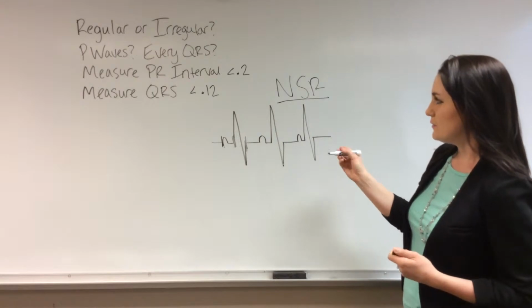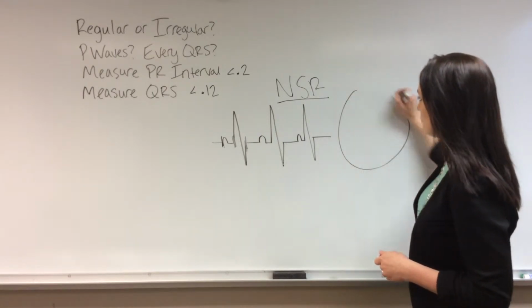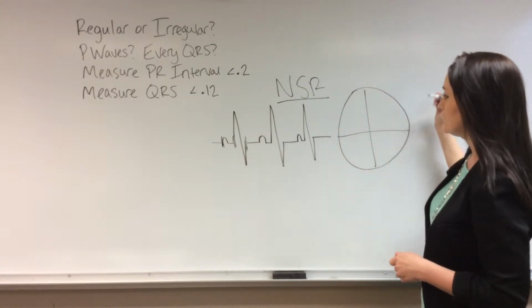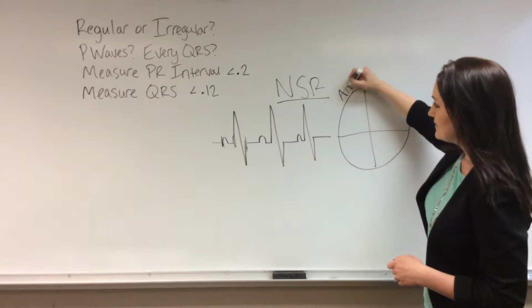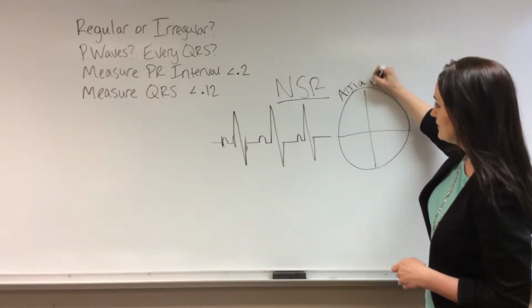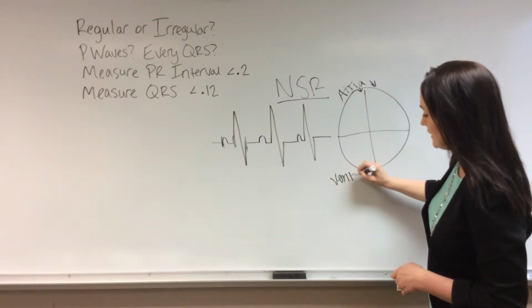So another thing that we can start to reference is we'll have this circle depicting the heart. So this is we'll call these your atria up here, and your ventricles down here.